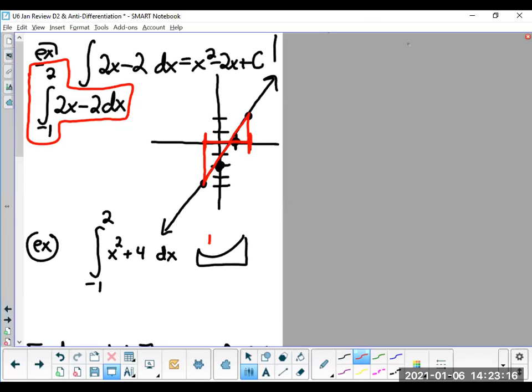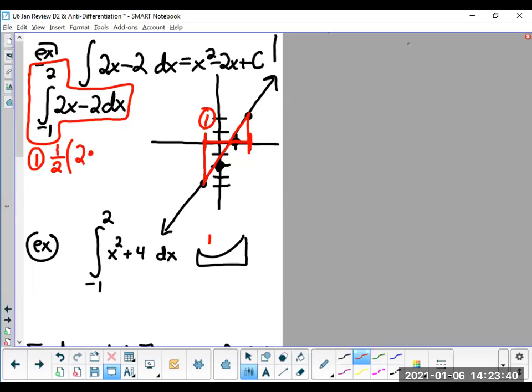Yes, 2 triangles. If I calculate the area of those 2 triangles, I'm going to have the area from -1 to 2. Okay, so let's look at the first triangle. The first triangle is going to have an area of 1/2 base times height. The base goes from -1 to +1. Yep, -1 to +1. So that's 2 units.